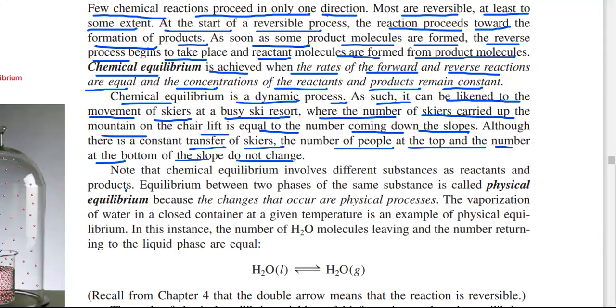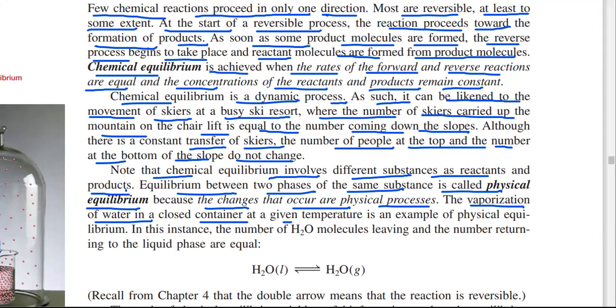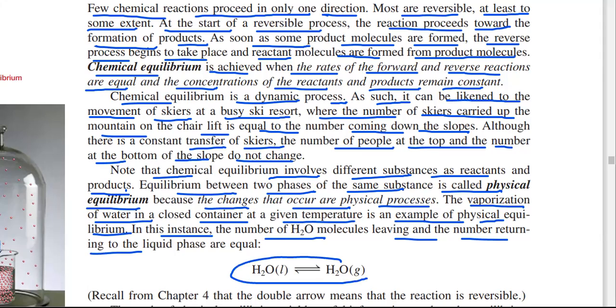Note that chemical equilibrium involves different substances as reactants and products. Equilibrium between two phases of the same substance is called physical equilibrium because the changes that occur are physical processes. An example is the vaporization of water in a closed container at a given temperature. In this instance, the number of H2O molecules leaving and the number returning to the liquid phase are equal. So this is the chemical equation for it.